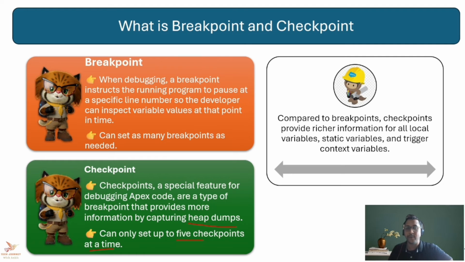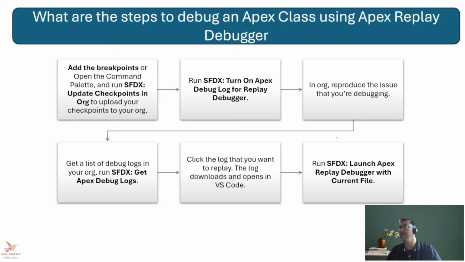So compared to the breakpoint, checkpoints provide much richer information for all the local variables, static variables, triggers, as well as the context variable. Compared to the breakpoint, checkpoint has richer information, but the limitation here is you can have a maximum of 5 checkpoints. Now, this question can also be asked if you said that you know the Apex Replay debugger. So what are the steps that need to be followed whenever you have to use the Apex Replay debugger?